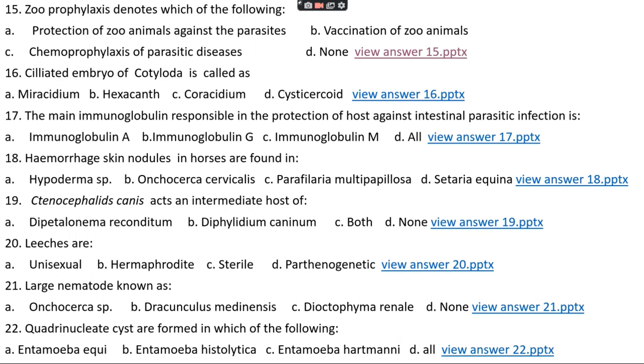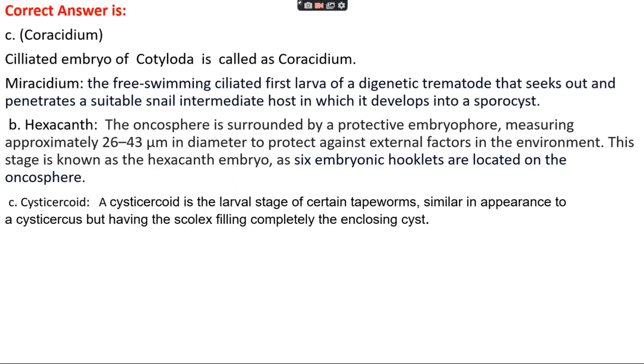Question number 16. The ciliated embryo of Cotyloda is called: option A, Miracidium; option B, Hexacanth; option C, Coracidium; option D, Cysticercoid. The right answer is option C, that is Coracidium. The ciliated embryo of Cotyloda is called Coracidium, while Miracidium is a free-swimming ciliated first larva of trematodes that comes after hatching and penetrates a suitable snail, the intermediate host, where it develops into the sporocyst form.